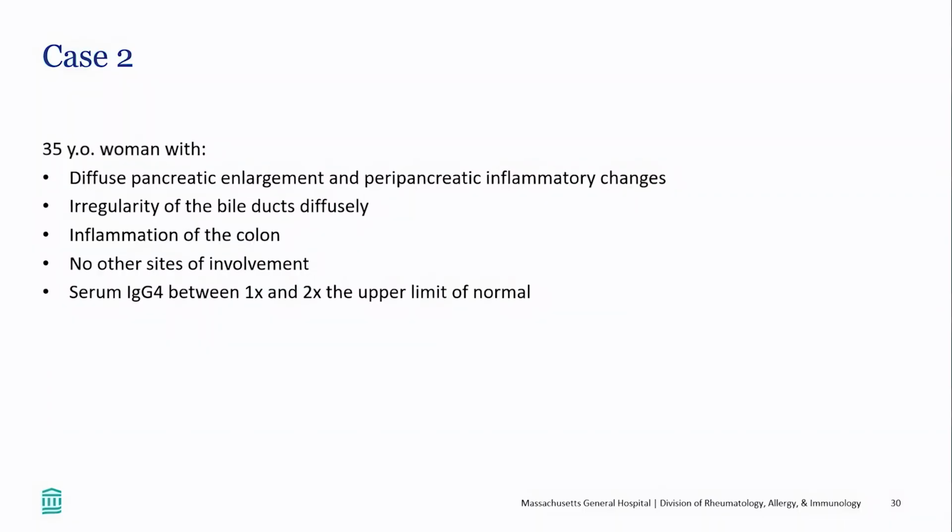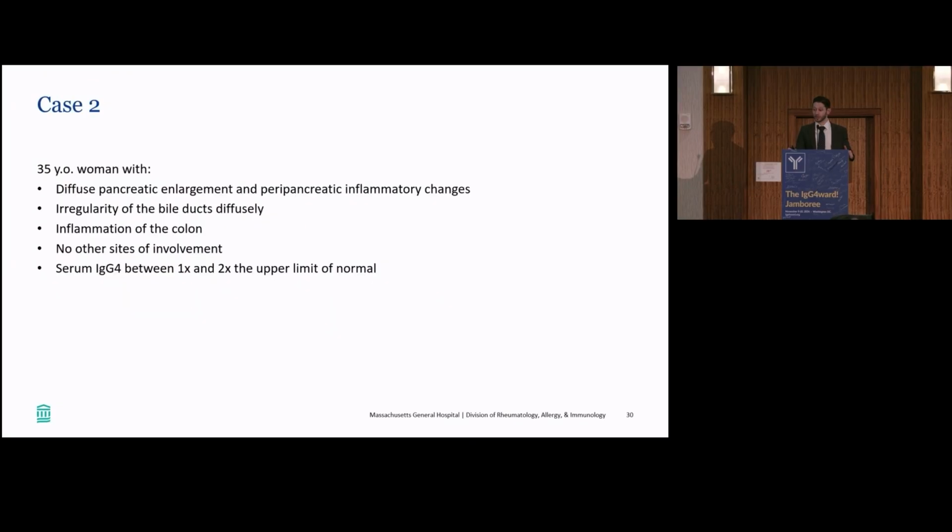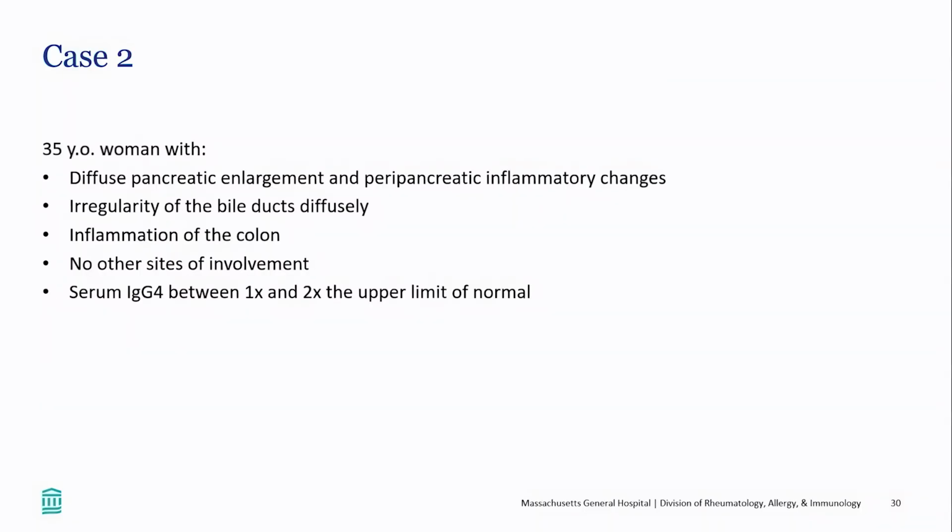Here's another case. A 35-year-old woman has diffuse pancreatic enlargement and peripancreatic inflammatory changes. It looks like autoimmune pancreatitis. She also has irregularity of the bile ducts fairly diffusely, both within the liver and between the liver and the pancreas.